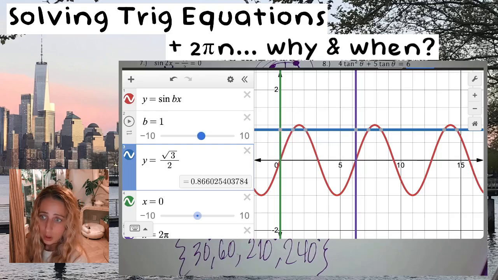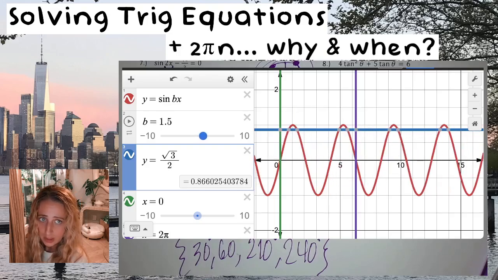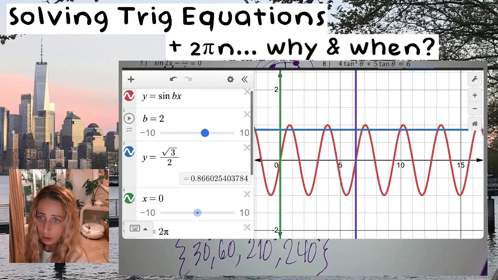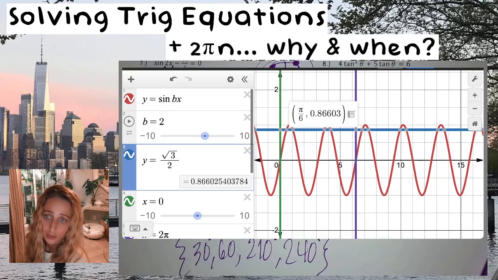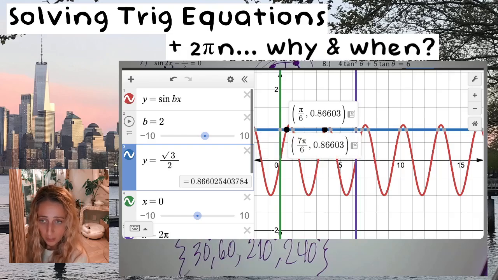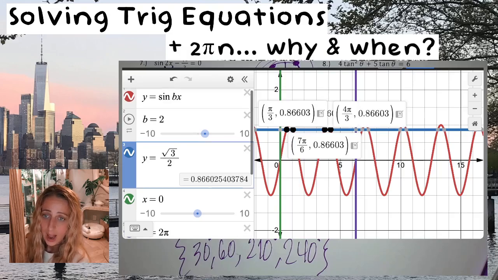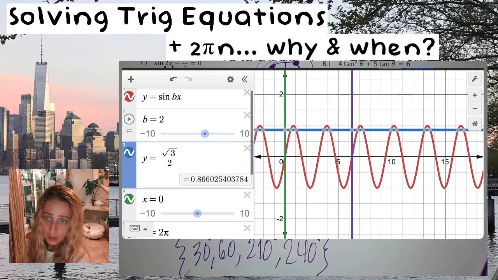Now, because you had a B value increased, your B value was 2. That means you went around and saw the blue rainbow tree twice. The first one, you saw it at pi over 6. Well, what's that? 30 degrees. And 7 pi over 6, that's 210 degrees. And then the second tree, you saw it at pi over 3, which is 60 degrees. And then at 4 pi over 3, which is 240 degrees. So there you have it.